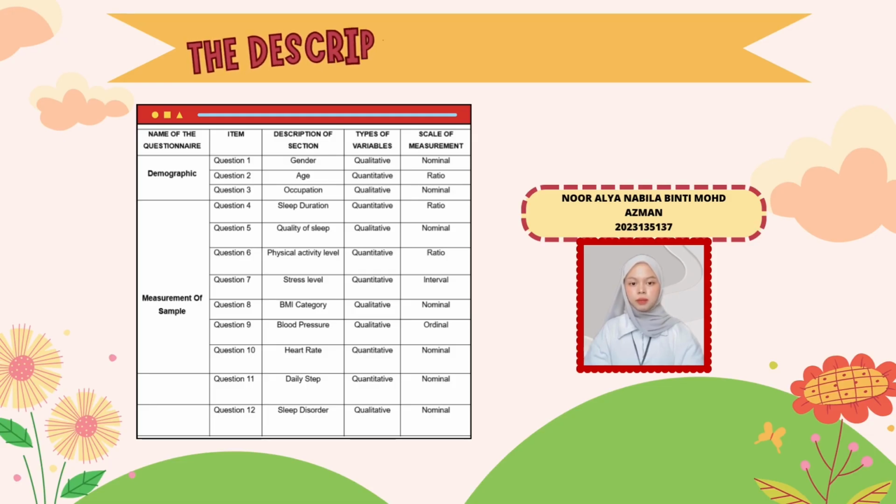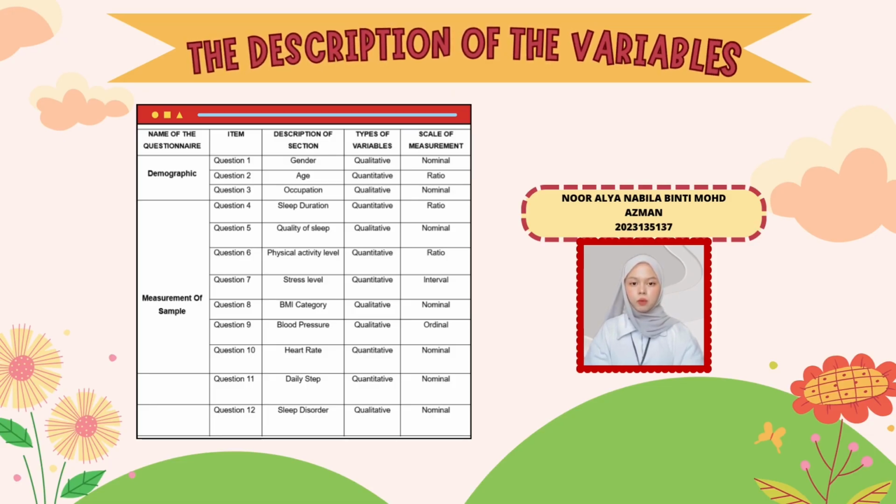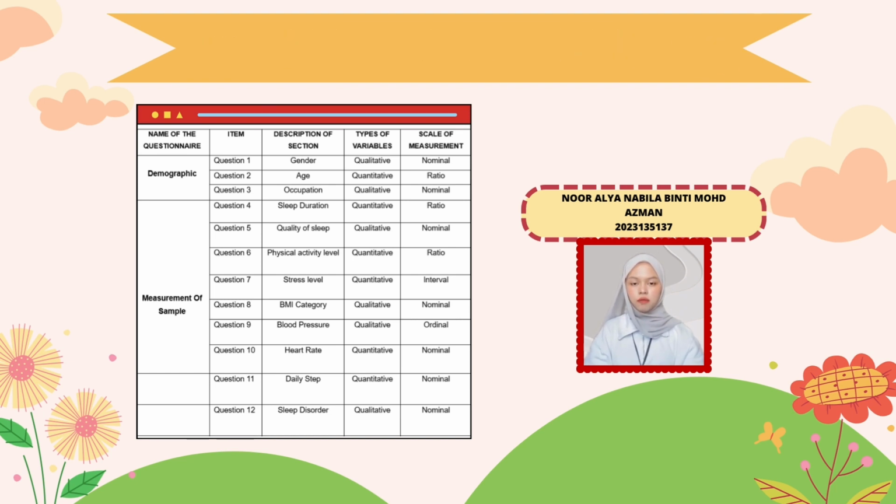Next is the description of the variables, and in Table 1, we can see the description of the variables. The variables that we use are gender, age, occupation, sleep duration, quality of sleep, physical activity level, stress level, BMI category, blood pressure, heart rate, daily steps, and the last one is sleep disorder. The types of variables that we use are qualitative data and quantitative data. For the measurement scales that we use are the nominal scale, ordinal scale, and interval scale.